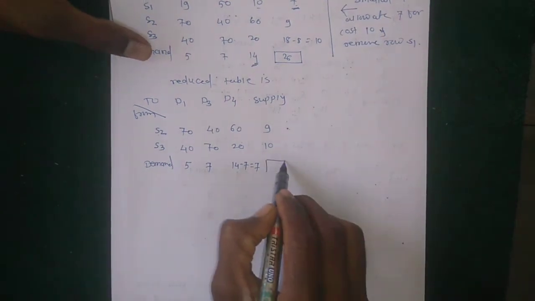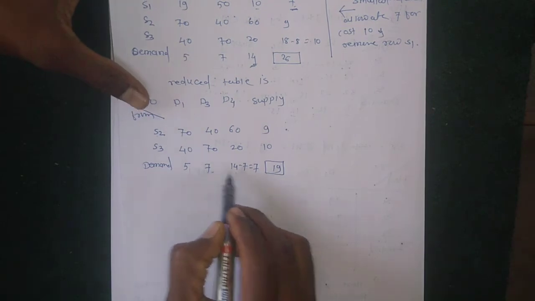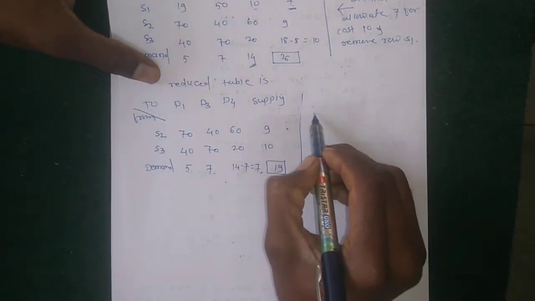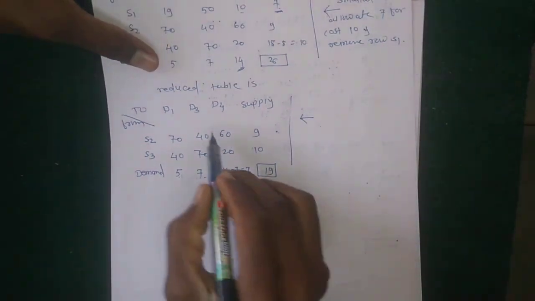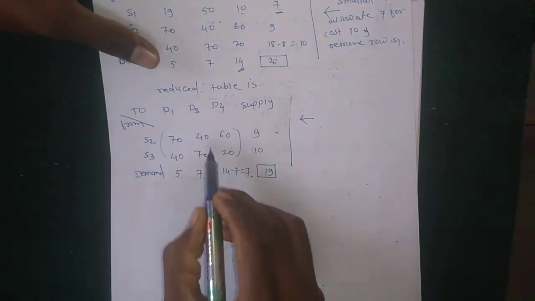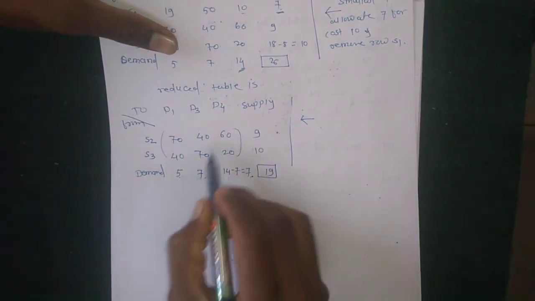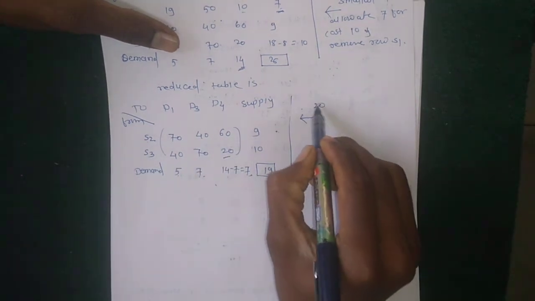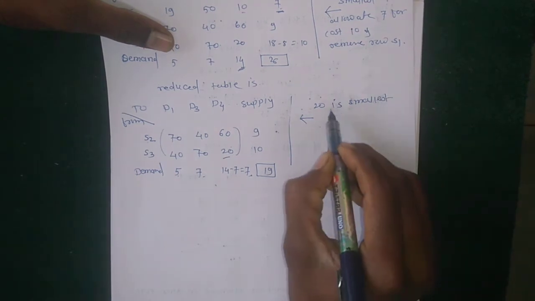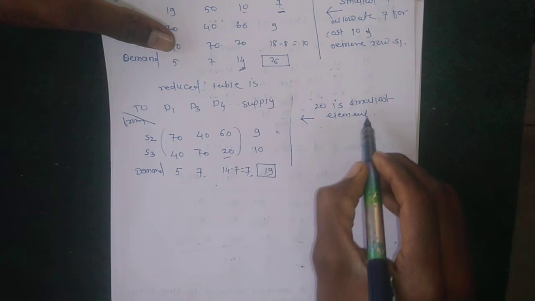Okay, so again here 10 minus 19, and here 7, 7, 14 plus 5 is equal to 19. Total supply is equal to total demand. Again select the minimum cost in the remaining transportation table. So 20 is the smallest element in the remaining table.